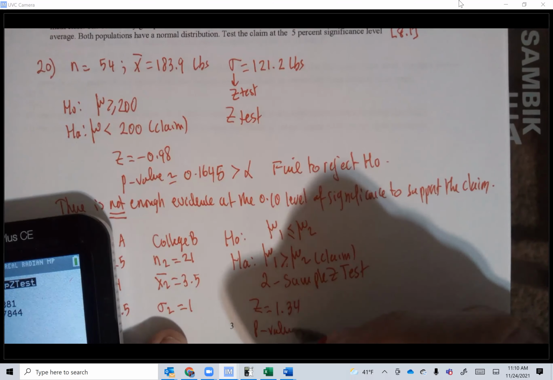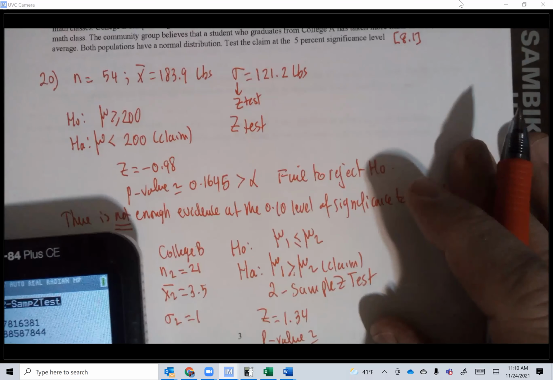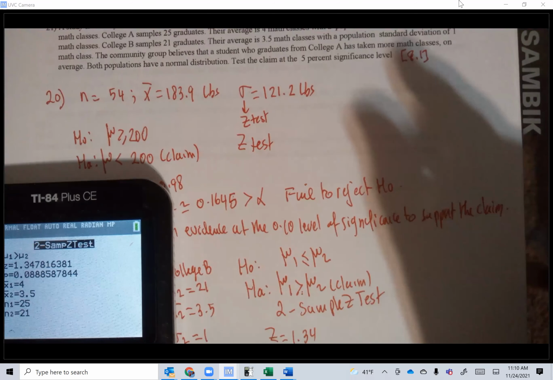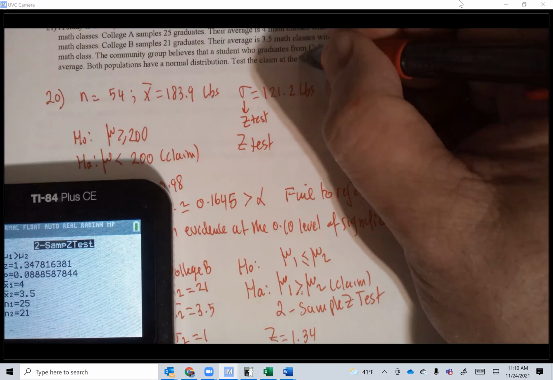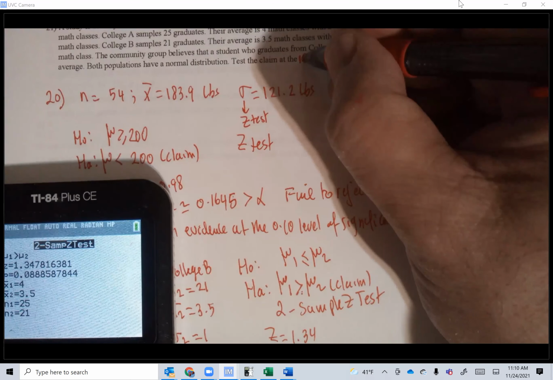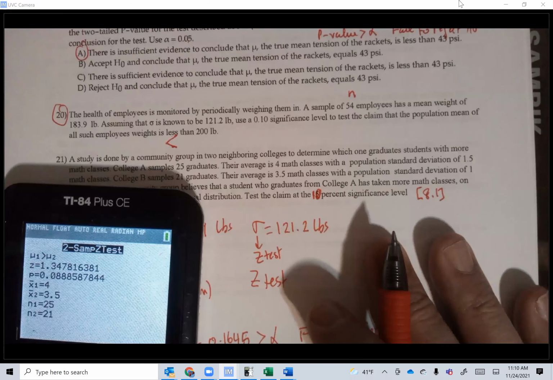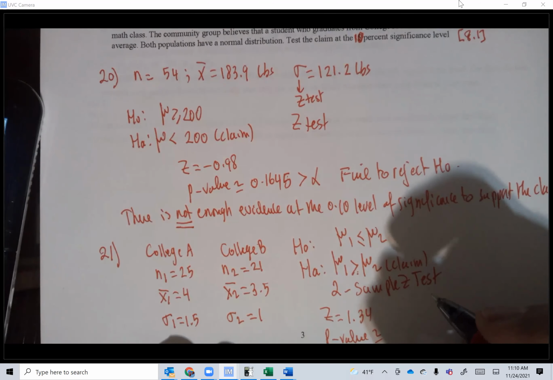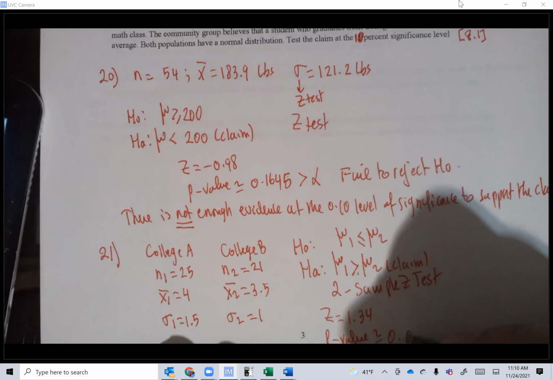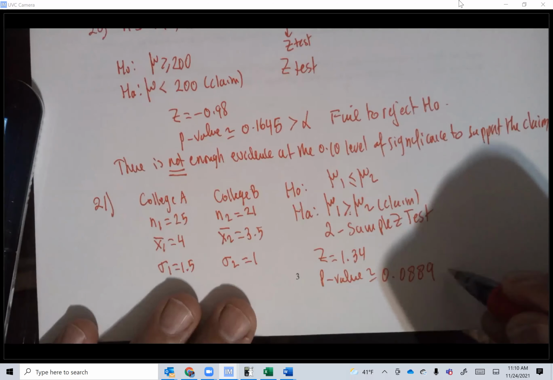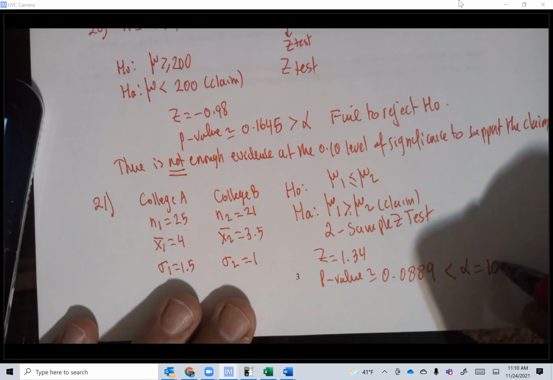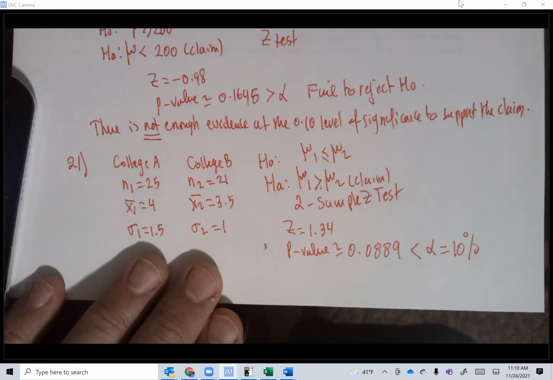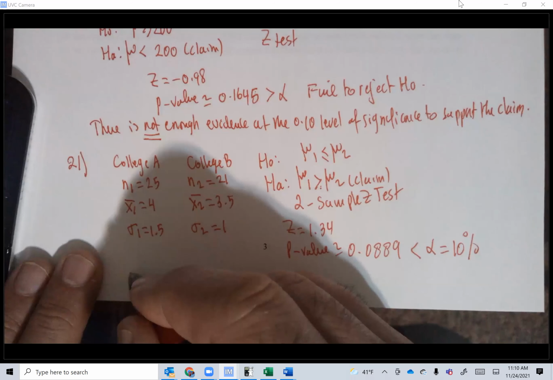P-value is, you know what, guys, because I want to reject H0 this time, I want to change this one to 10%. So test the claim at the 10%, just to make it work. So the p-value is 0.0889. And you guys agree with me, this is less than alpha, which is 10%. I changed it to 10%, just to end it with the rejection of H0. So reject H0.